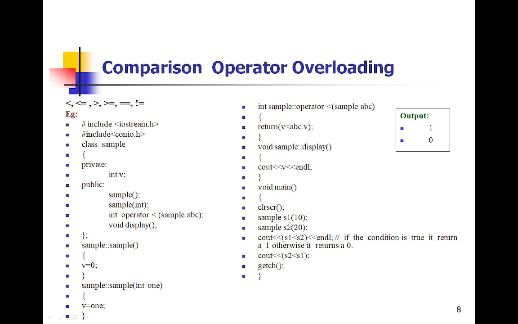We have passed 10 and 20 as arguments for the constructor, and the value is going to be assigned. Then we pass that object value as an argument. Whenever the object is passed, the corresponding values 10 and 20 are assigned. Then we perform the comparison. If the condition is satisfied, it will return the value 1. If it is not satisfied, it returns 0. So that is 1 and 0.